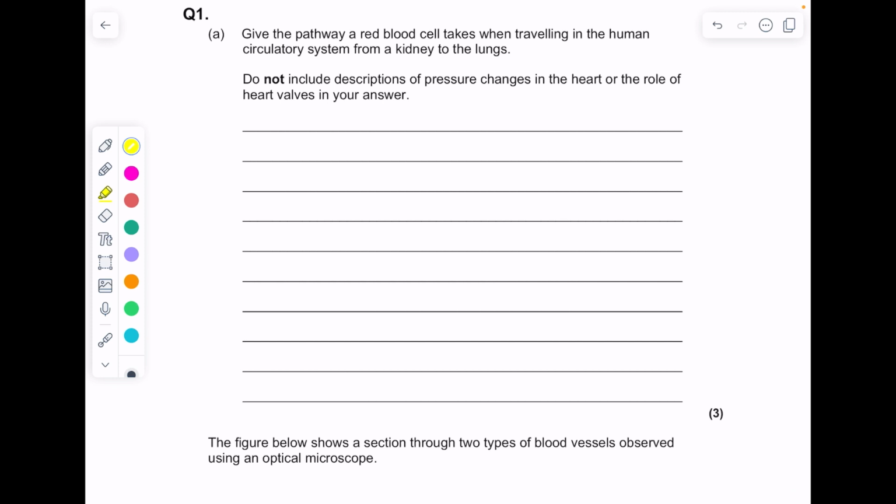Give the pathway a red blood cell takes when travelling in the human circulatory system from the kidney to the lungs. Do not include descriptions of pressure changes in the heart or the role of heart valves in your answer. So just a simple description of the anatomy really of that circulatory system. So red blood cell travels. Remember, the word pertaining to kidney is renal. If it's leaving the kidney, it must be a vein. So that red blood cell travels in the renal vein to the main vein, which is the vena cava.